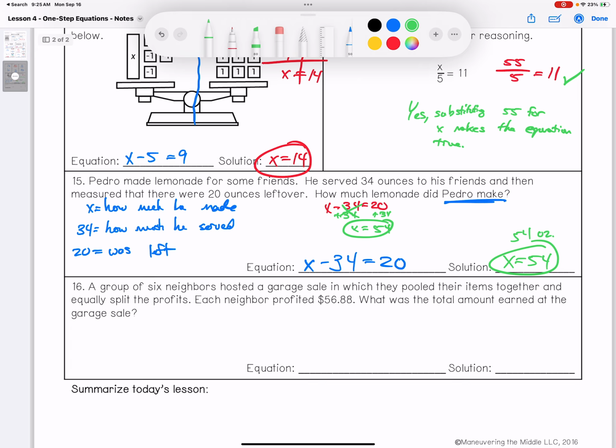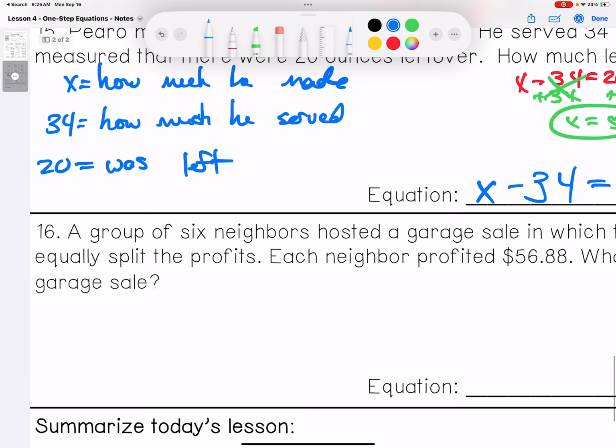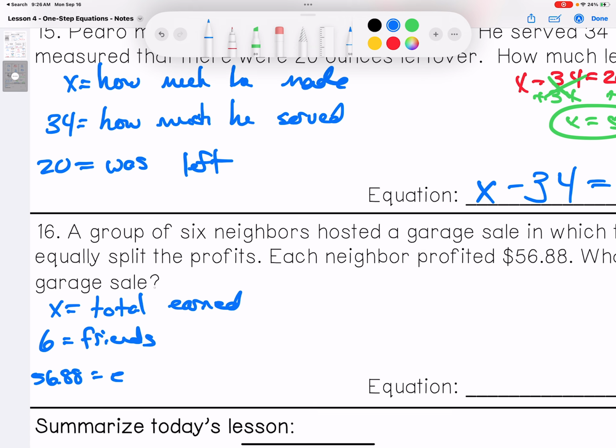Last one. A group of 6 neighbors hosted a garage sale in which they pulled their items together and equally split the profits. Each neighbor profited $56.88. What was the total amount earned? So what do we need to know? We need to know the total amount earned. So that's x, total earned. What else do we know? We know there were 6 friends. And we know that each person made $56.88.